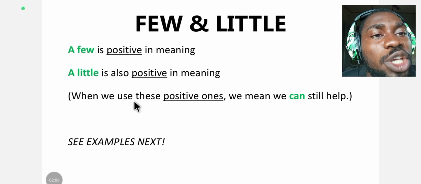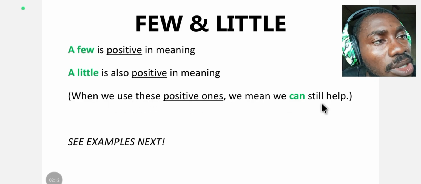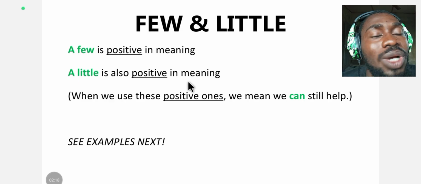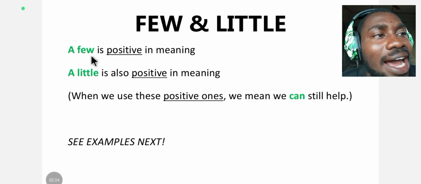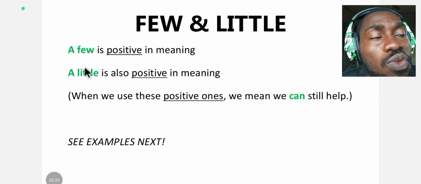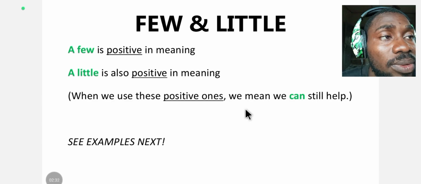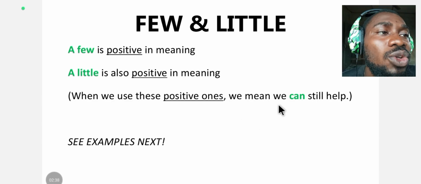Meaning that when we use these positive ones, it shows that you can still help. You can still afford to help, you can still give, you can still do. A few and a little, only these two forms are positive in meaning. So when you use them, it shows you can still help, you can still carry on, you can still continue, depending on the specific example.